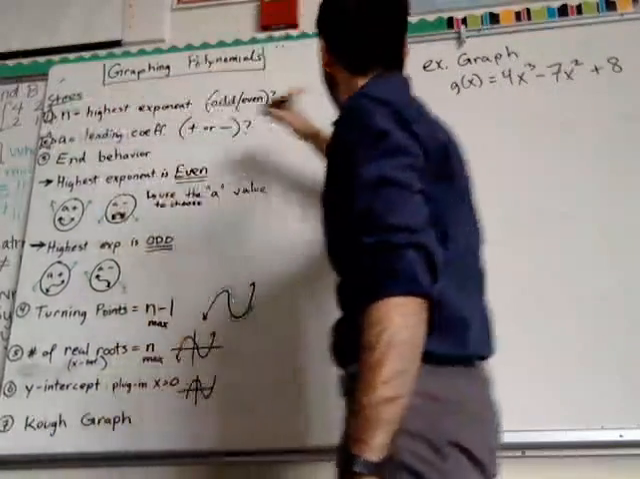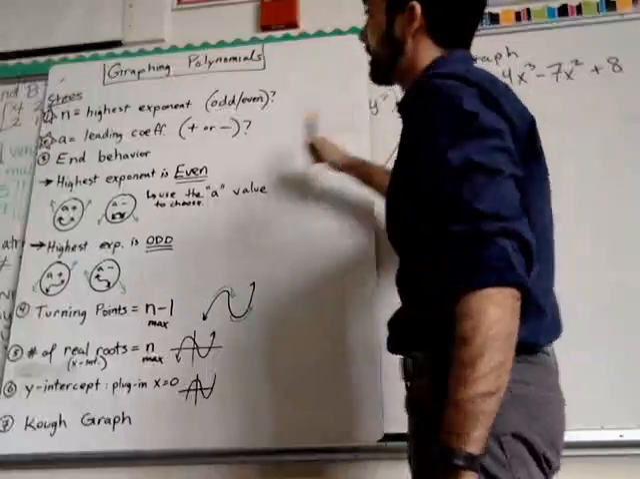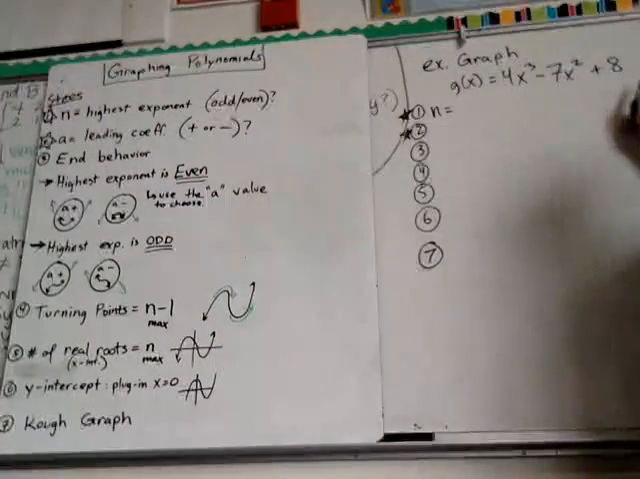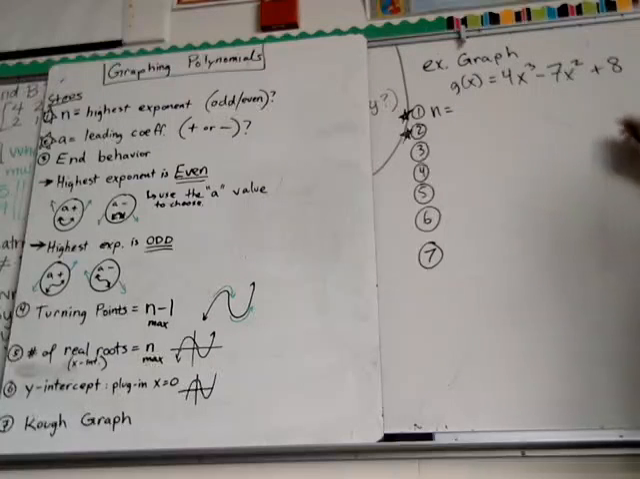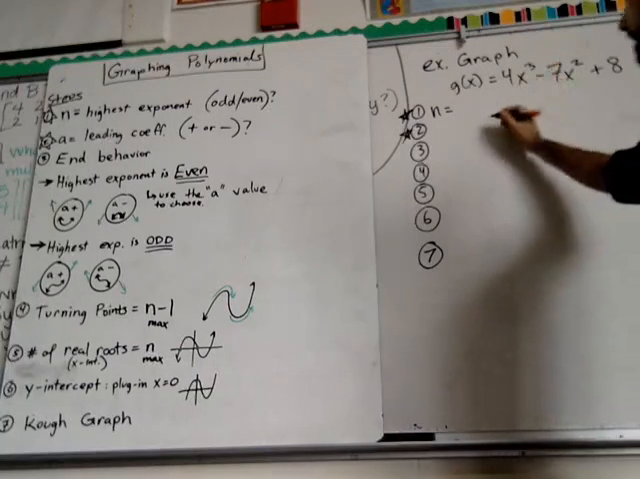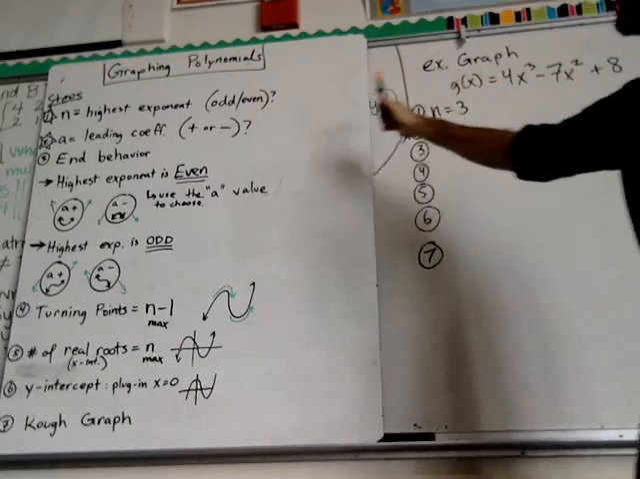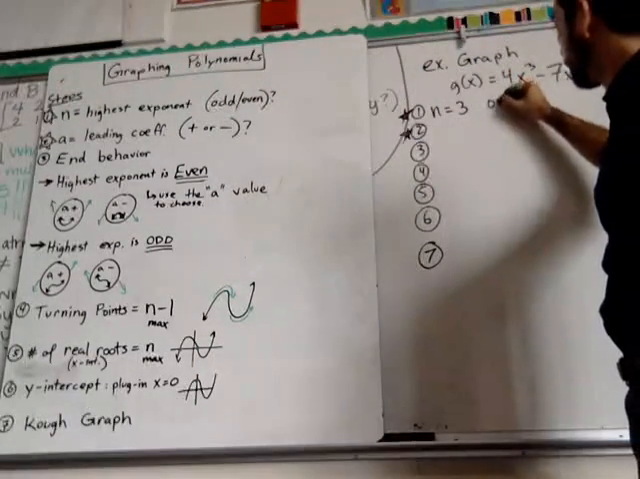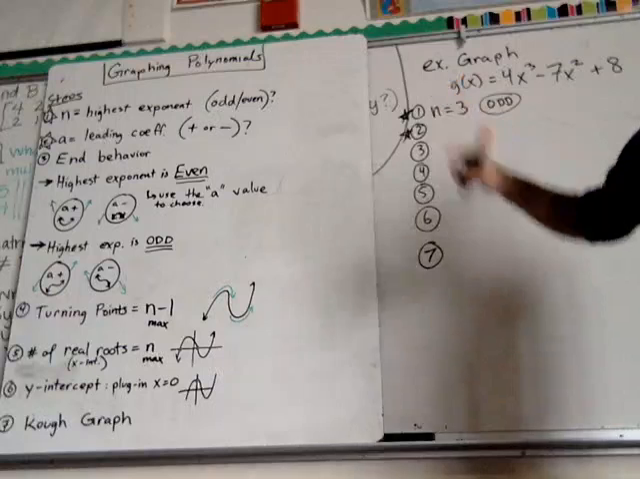So looking here, finding our n value is our first step. We figure it out by looking at the highest exponent in the function. What is our highest exponent? 3. Highest exponent, n is equal to 3. Is 3 an odd or an even number? Odd. You see? We just got number 1 right. That's going to help us.